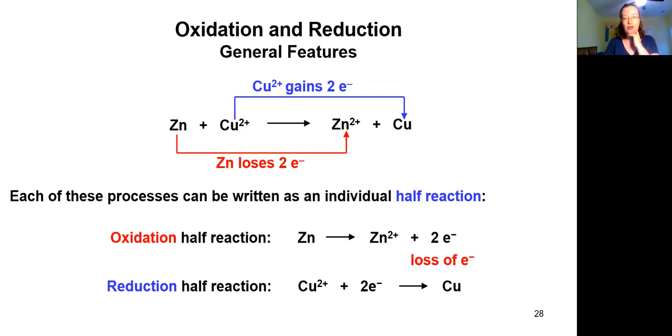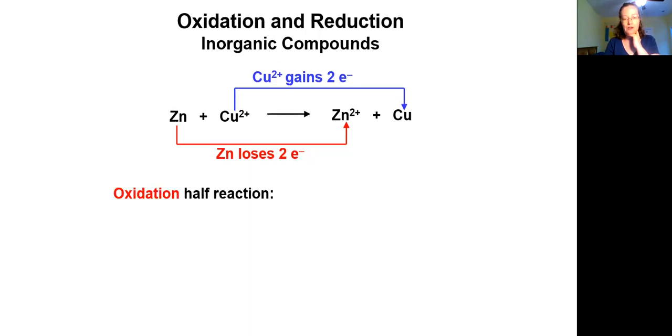So those electrons are going to go on the left. When you gain electrons, you write them on the left-hand side. That'll leave us with a neutral copper atom on the right. Here I'm putting in the zeros to show you that the neutral zinc became zinc 2+.